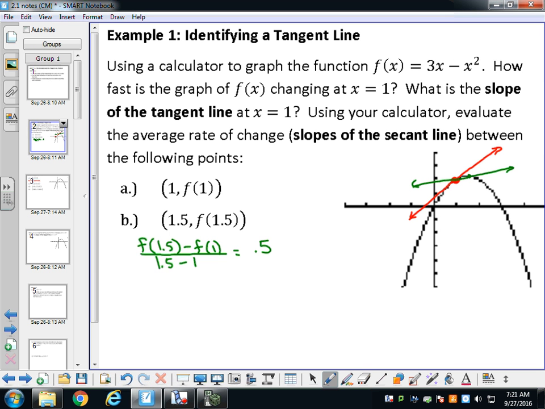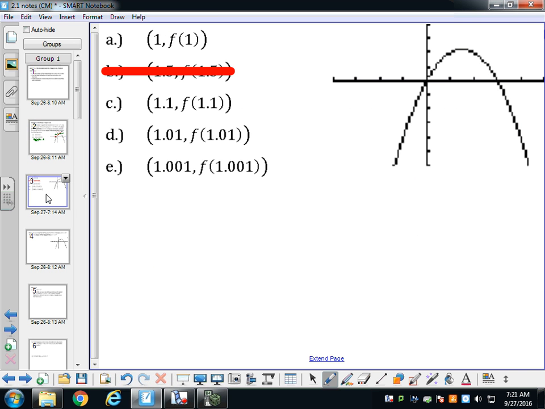So I'm going to change my points from 1.5 to 1.1, 1.01, and 1.001, so that each time I'm getting closer and closer to that actual tangent line where x equals 1. It's similar to what we used to do with limits and creating our tables. So first, f of 1.1 minus f of 1, over 1.1 minus 1, I find the slope of that line, and I get 0.9.